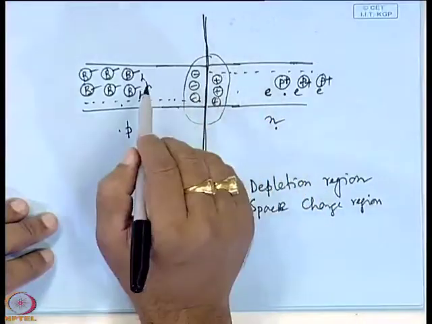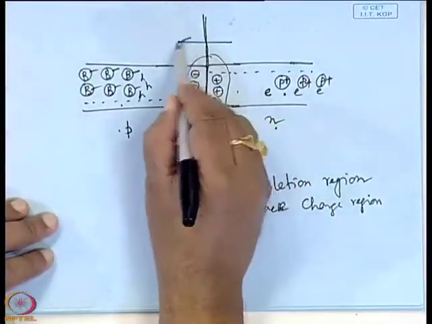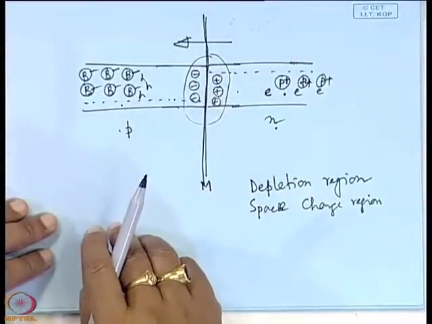Since two columns of charges are there, that will give rise to an electric field, because uncovered charges are there. So, an electric field will be generated. What will be the direction of this electric field? Right here. Why? It is always directed from positive to negative.